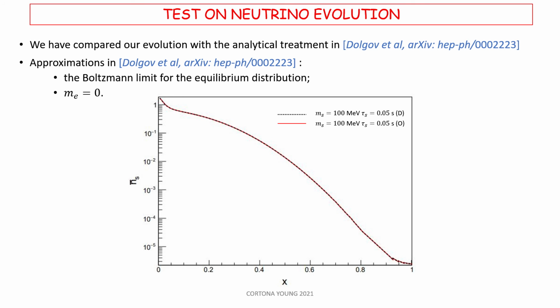A first test for the evolution of sterile neutrinos is to compare our code with the analytical procedure in the reference of Dolgov. In this procedure, the authors have made two approximations. The mass of the electron is put to 0, while the distribution functions inside the collisional integral are taken in the Boltzmann limit. We have introduced these two approximations only to test our code, and we found that our results with these approximations are in agreement with Dolgov's results, as you can see in the slide.